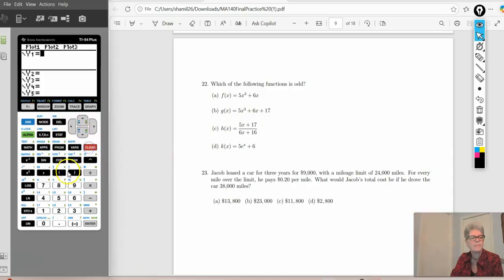Let me get rid of that. 5x cubed plus 6x. Oops. I've got an old 83 plus, and it's just the best thing. I understand that people don't use 83 pluses anymore, but it doesn't have that problem with the exponent. Anyway, okay, here we go. Let's do a zoom 6.